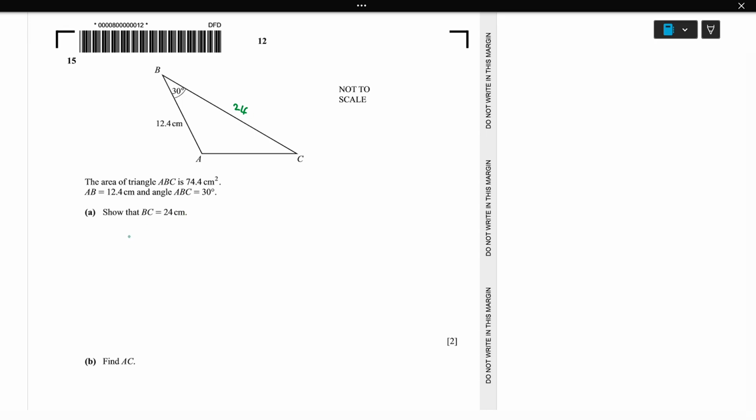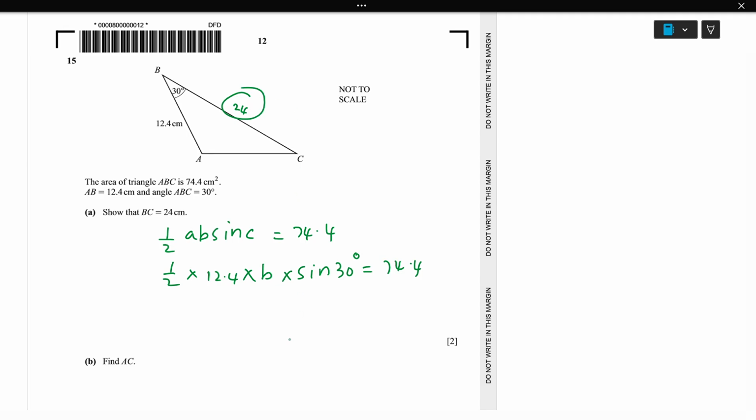We need to show 24, where the area formula is given already: half times AB times sine C, because this is a non-right angle triangle, which is 74.4. Half times one side given, which is 12.4, times B times sine 30 degrees, which is 74.4. This is what we need to prove, we cannot choose it now. So B equal to 74.4 over the half, we can make it 0.5, so 0.5 times 12.4 times sine 30.